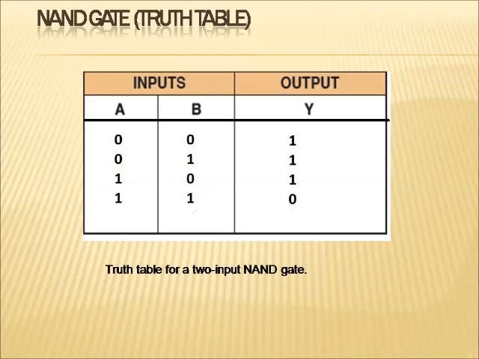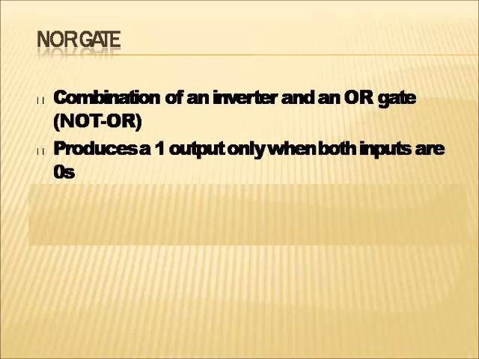Our next gate is the NOR gate. This is also a combinational circuit. Combination circuit means it contains more than one basic logic gate. So the NOR gate also is a combinational logic gate. It contains an OR gate and a NOT gate. It produces a 1 in the truth table when both inputs are zeros. So only when all the inputs are zeros does it produce a 1.